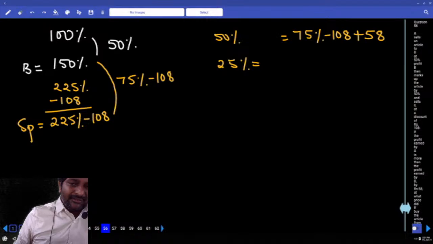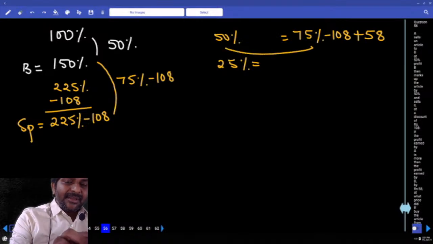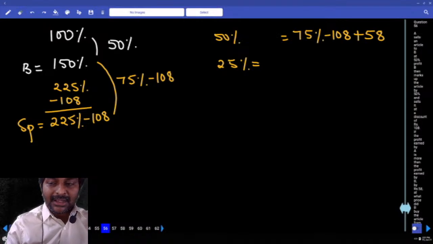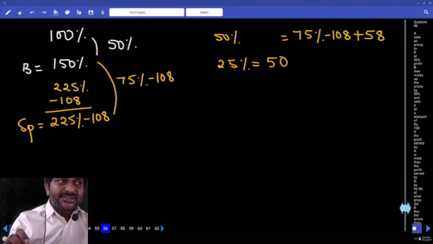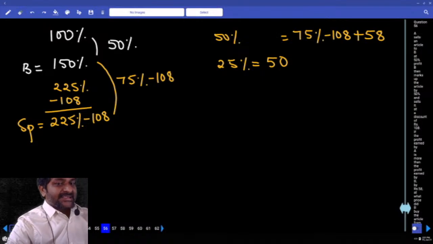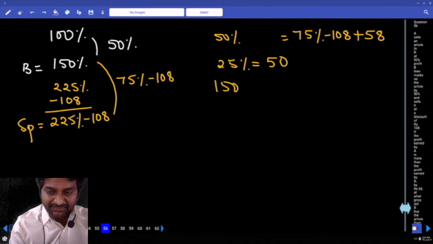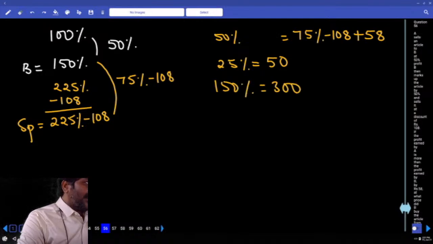How much is that? 50. 50 goes to the other side. 50%, 75% difference. That means 25% is equal to... what was the question asked? At what price B purchased the item? B purchased it at? Now that means we have to identify 150%, which is equal to 300.